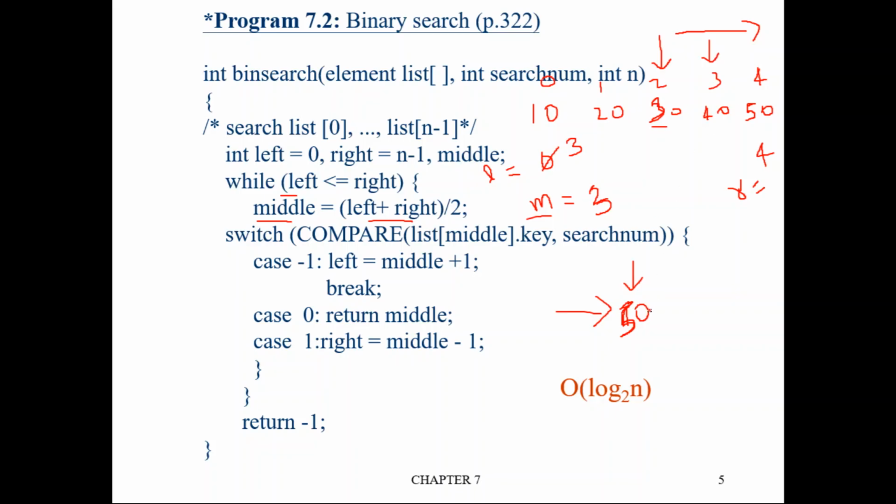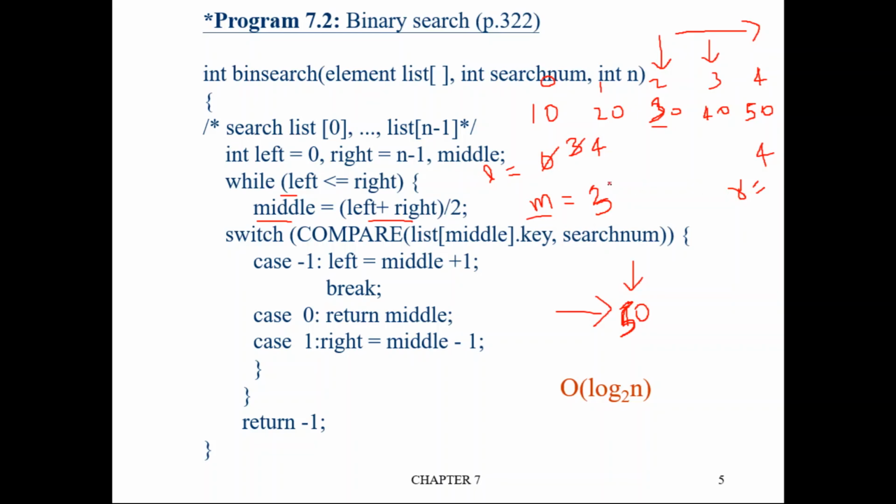No. Is it greater than? Yes. So it means that the value is in the right, not in the left. So once again left will become middle plus 1. Middle is previously 3, so left will become 4. Right we are not updating.